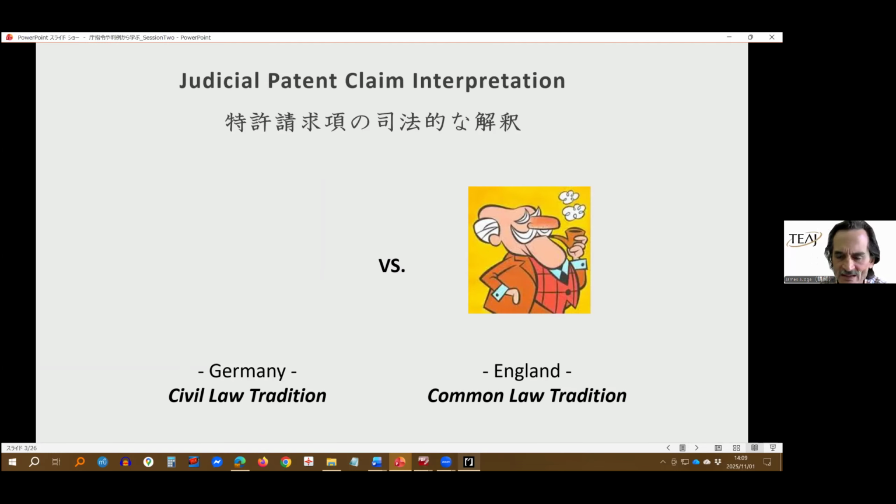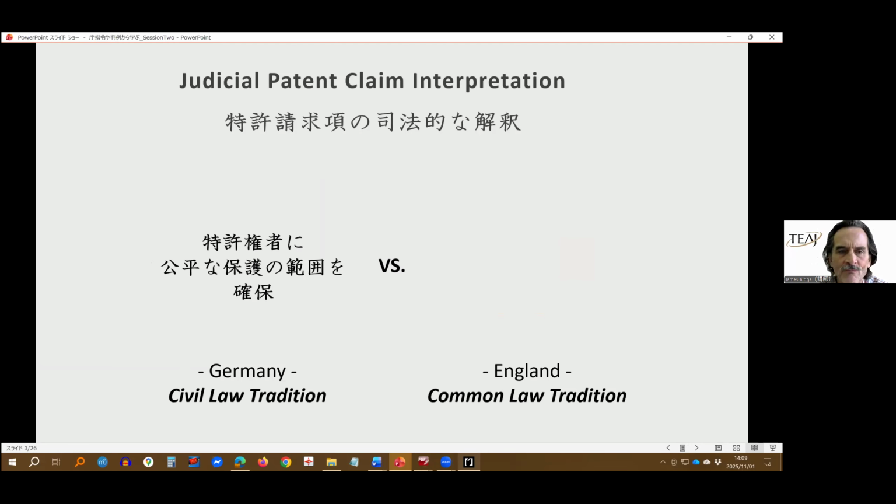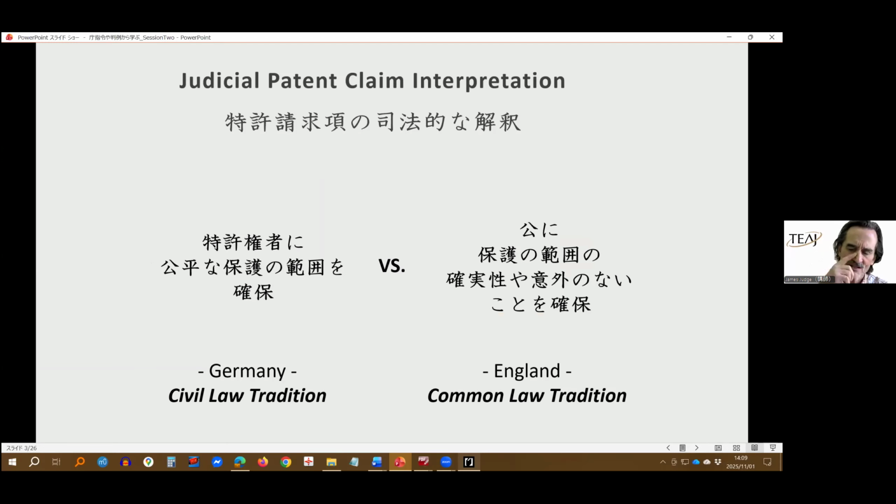So as far as patents are concerned, the difference, and I only have this in Japanese, this is a translation from a description in English of the impact of the difference between civil law and common law in terms of how claims are interpreted. I don't know if this is very clear.